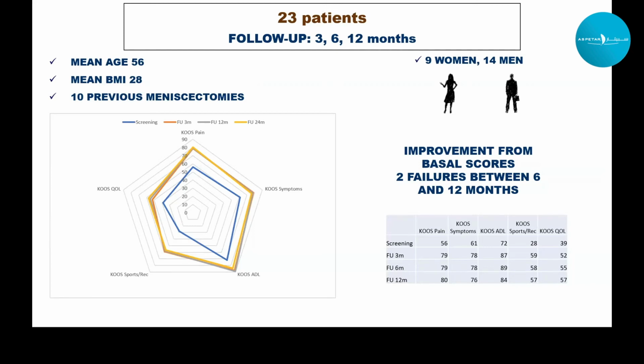And you can see the patients have a rather immediate and strong improvement, and they are rather young patients. You can see the mean age is 56 years. Most of them have had previous meniscectomies, at least half of these patients. And you can see our results are rather good. And we have 2 early failures, between 6 and 12 months, in these patients.